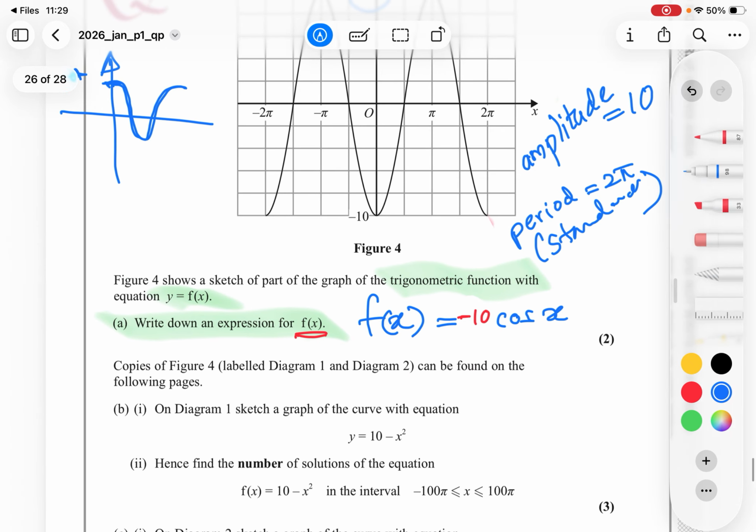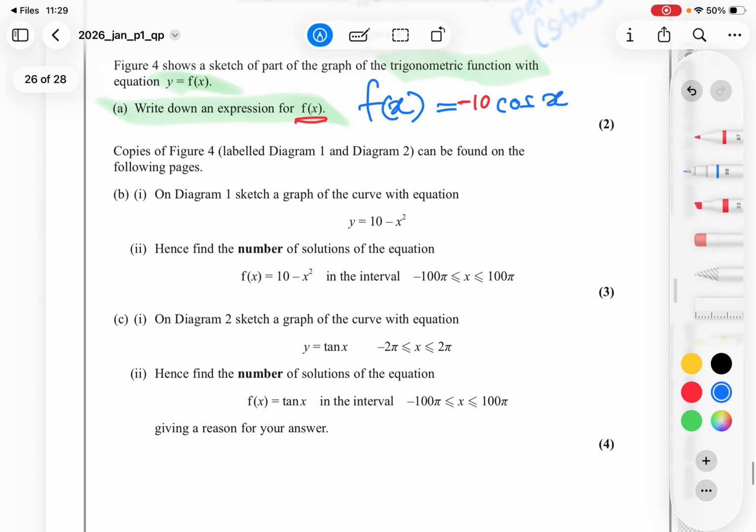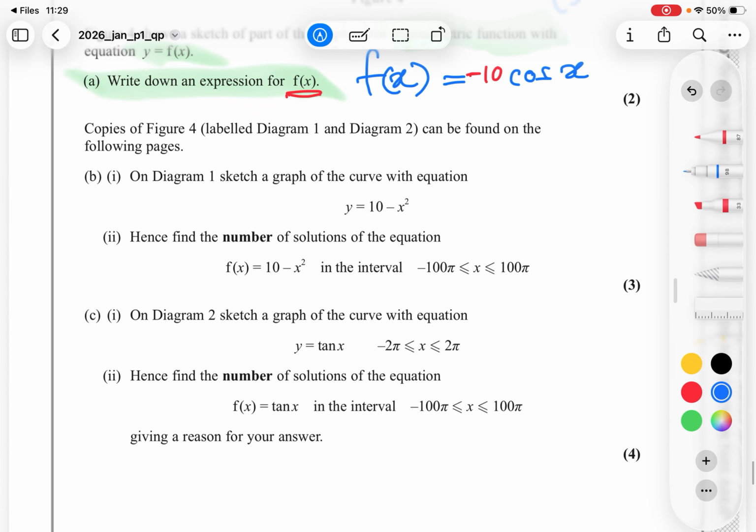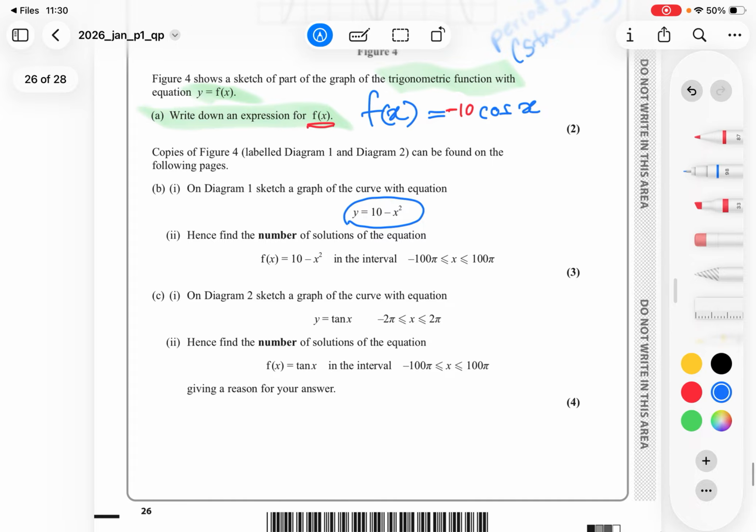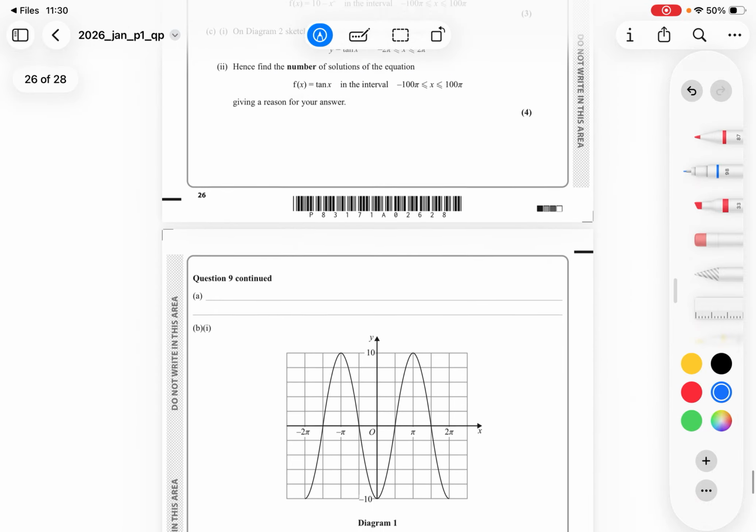Now let's see the copies of figure 4. Okay, label 1 and 2. So now we have to sketch a graph of y being this. Now that is quite interesting, because 10 minus x squared is a very easy question, and we know it's just a normal curve. Then find the number of solutions in the curve. Okay, now they have drawn this curve.